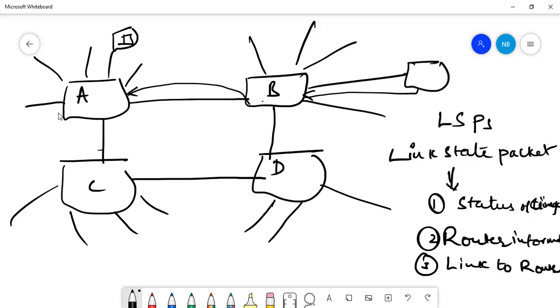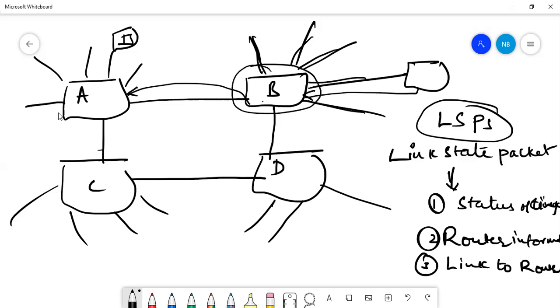So these are all links belonging to different networks. Whichever links are there are in a particular LSP, and the router information is also there. Along with that, what sort of status are they in? Are they working, are they active, are they not active? That will be part of this LSP packet.